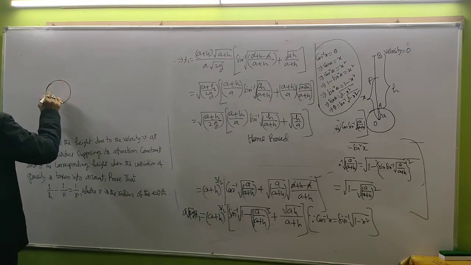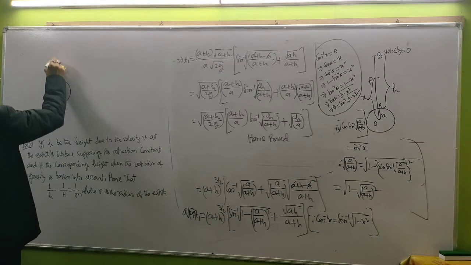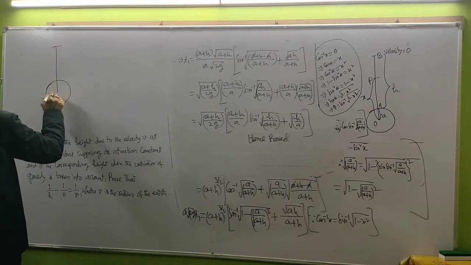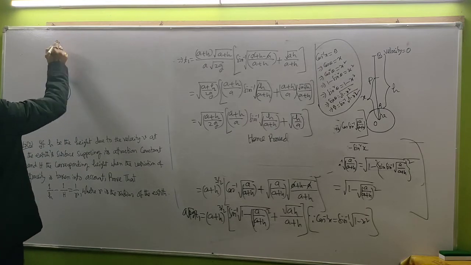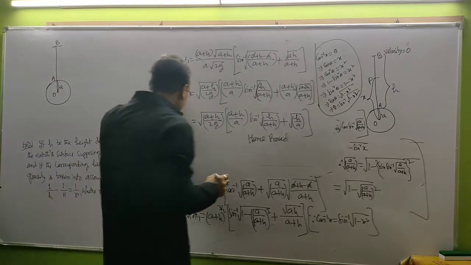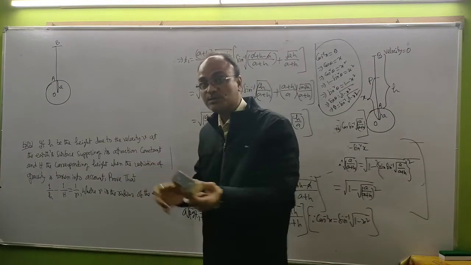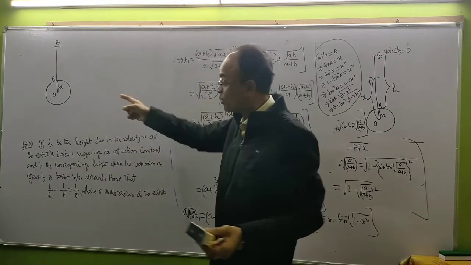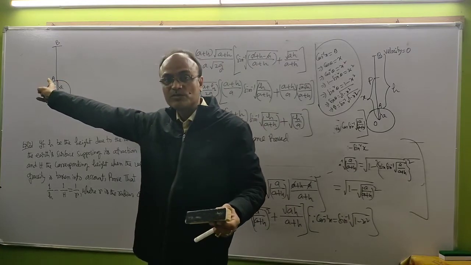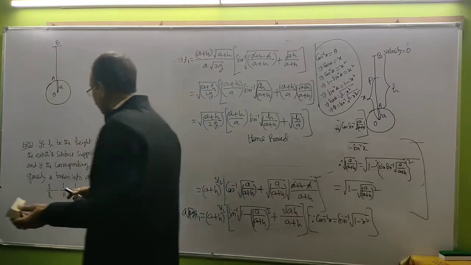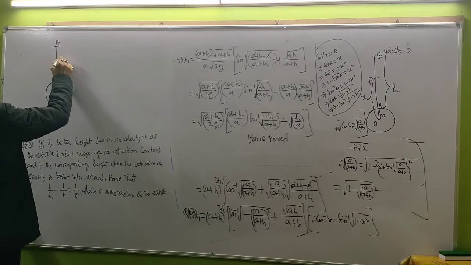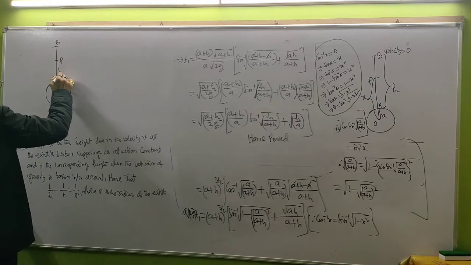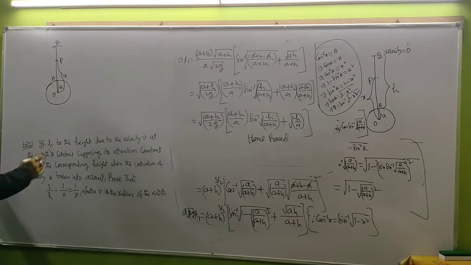First, let me draw another diagram. Suppose this is the center of the earth, O. It is A. Suppose it is B. Now, a particle is projected from the point A, vertically upwards. P is the position of the particle at time t. Suppose OP is equal to x.